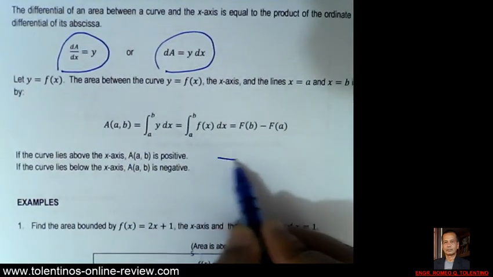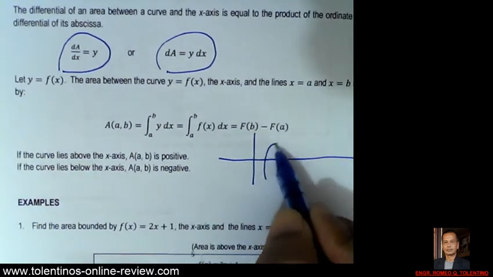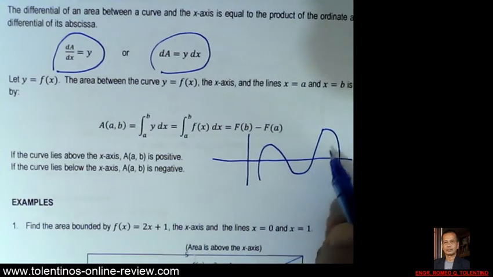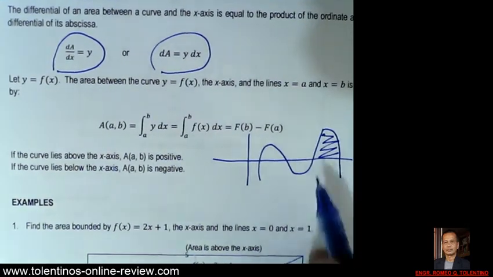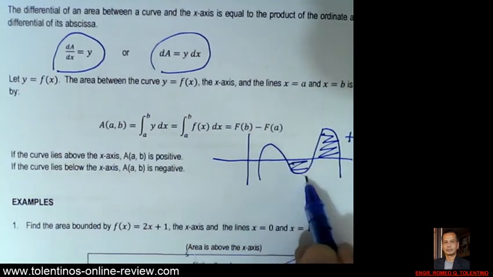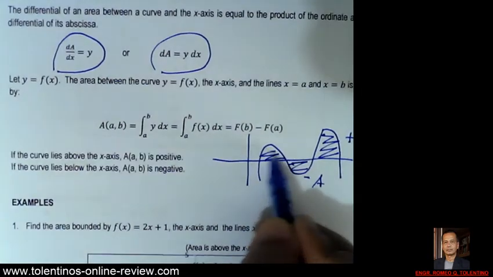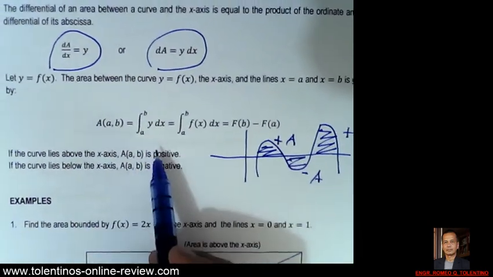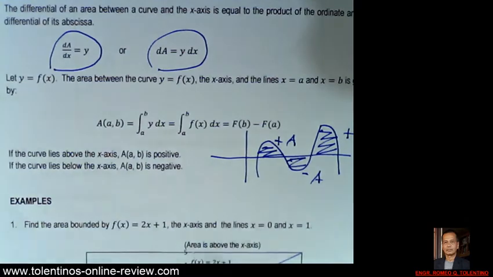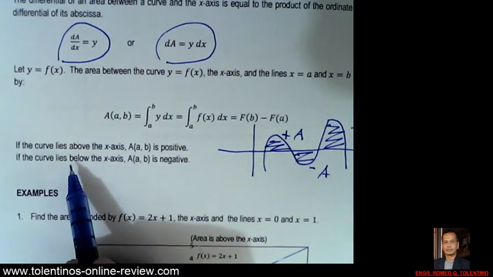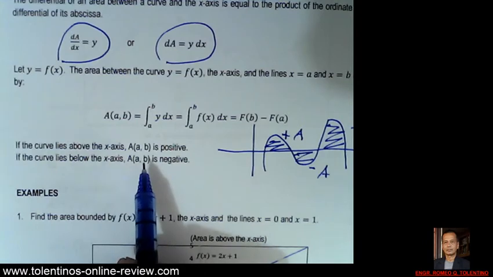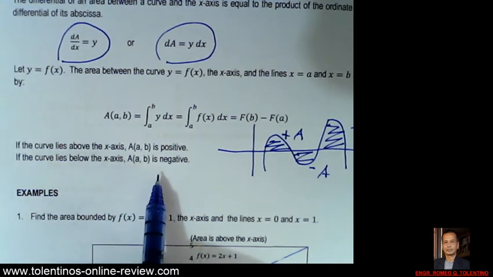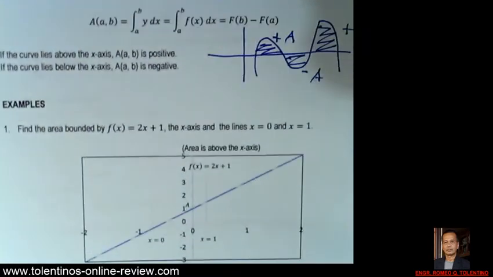Now, notice that when your curve looks like this, let's say this is the curve, this will be considered as a positive area, this will be considered as a negative area, and this will be considered as a positive area based on this definition. Area AB is the integral from a to b of y dx. If the curve lies above the x-axis, A is positive, and if the curve lies below the x-axis, it is negative.